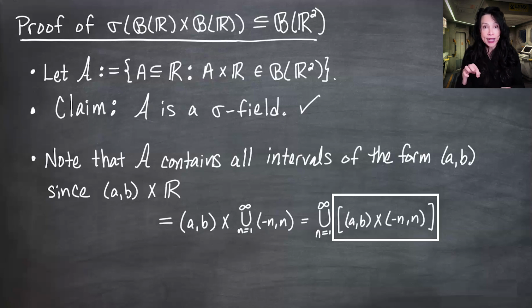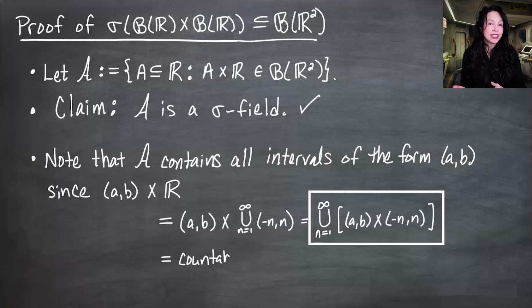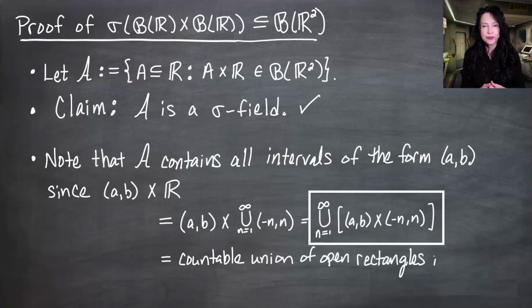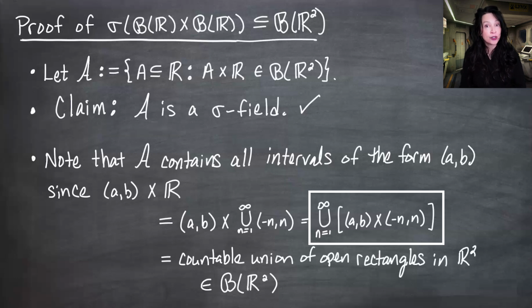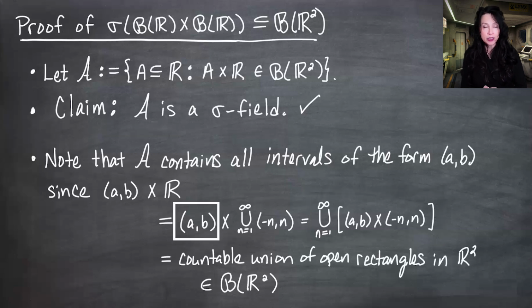So this interval right in here, A B crossed with R, is definitely in the Borel sets on R2 because this is one of those generating sets. It's a cross product of two open rectangles. And because this is a countable union, this entire thing is in B(R2). And if this entire thing is in B(R2), then by definition of curly A, this set here must be in curly A.